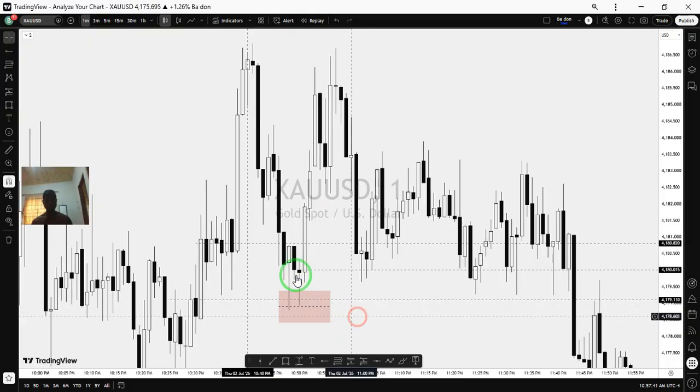So it doesn't mean that when price taps the POI like this, that candle or that range must form the change in the state of delivery. It doesn't mean that way. So once we had this first tap, price came back, tapped, and the most important thing is that price wicked that level, and you see it created a change in the state of delivery.